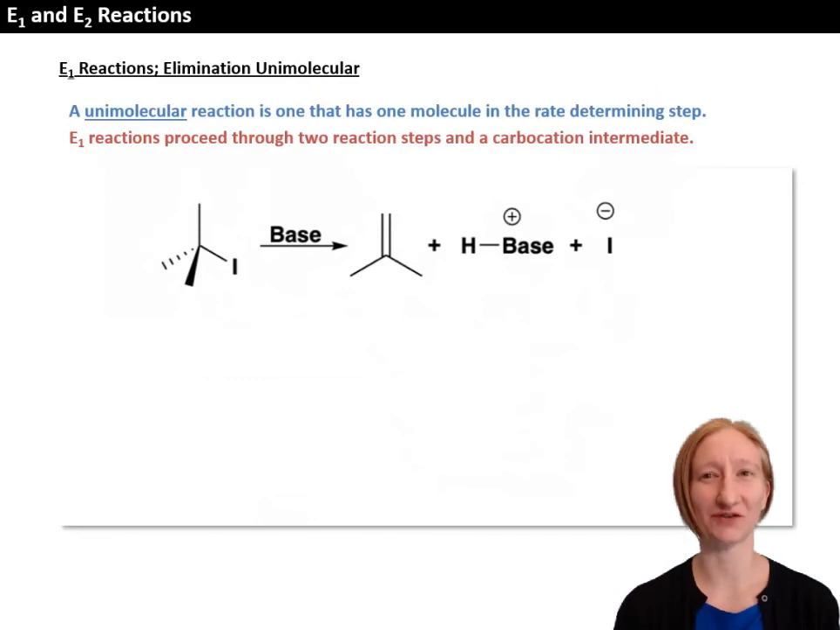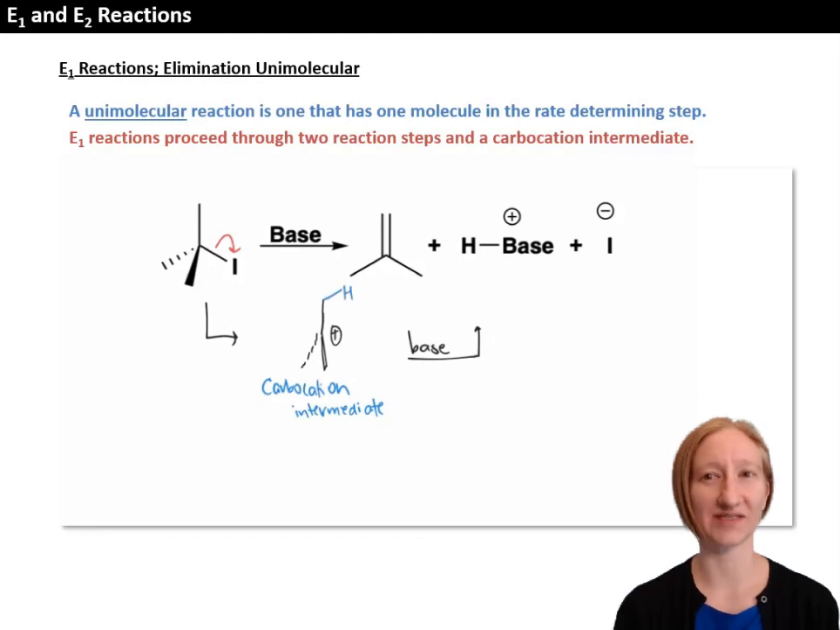Now we'll look at E1 reactions. An E1 reaction proceeds through two distinct reaction steps with the formation of a carbocation intermediate. An E1 reaction begins with the loss of the leaving group. And if you remember, this step is exactly the same as the first step of an SN1 reaction. They both start with the leaving group leaving to form a carbocation intermediate. From here, the reaction pathway differs.